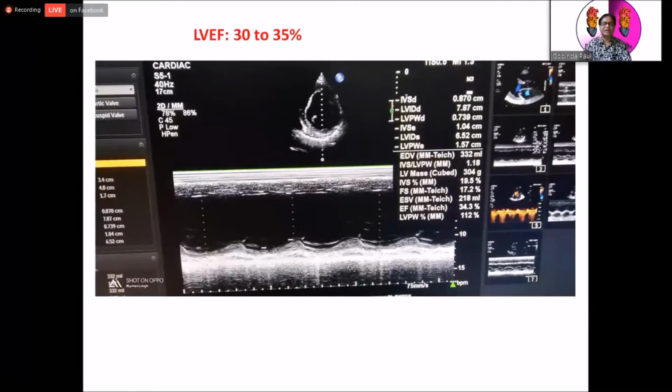Here, parasternal short axis view, we like to assess the Teichholz method of left ventricular systolic function, with the M-mode cursor parasternal at the level of the papillary muscle. Here the systolic thickening is reduced in the interventricular septum, but in the posterior wall, to some extent, systolic thickening is present. Here the ejection fraction we have seen is around 34%, that means 30 to 35%.